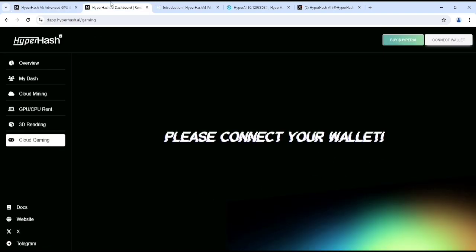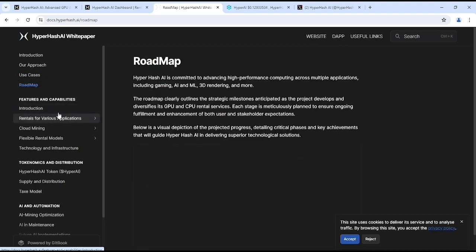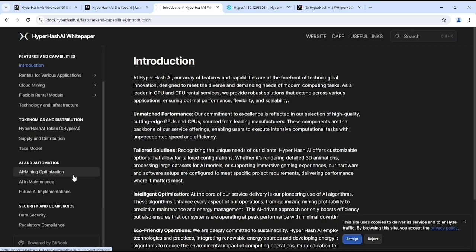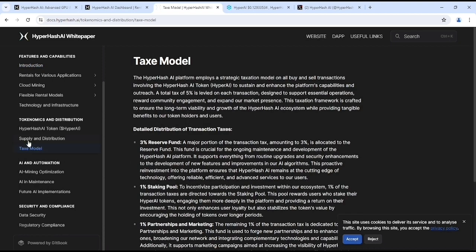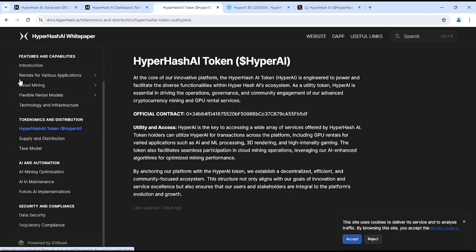Right now, if you look at their docs, and this is the DApp training area, you can see the docs where you'll get more information about HyperHash AI, like their use cases, their roadmap, their introduction, their whole information, their utility information, their tax model, also their supply and distribution, their token information, and whatever. You should read their docs if you want to.